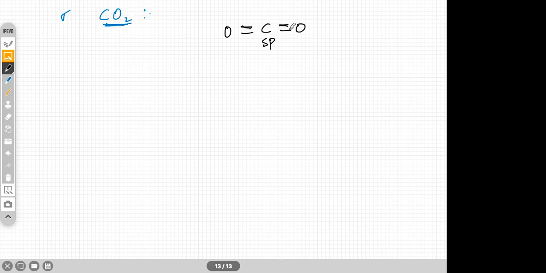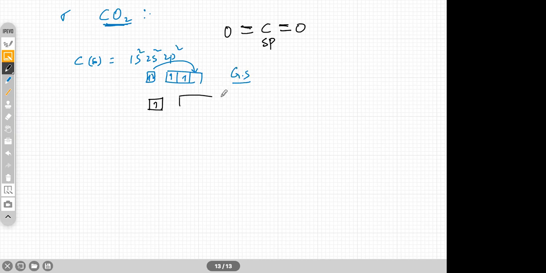Now you see, you have this information. Carbon has 6 electrons, so 1s2, 2s2, 2p2, in the 2s and 2p orbitals. This is the ground state configuration. In the excited state, 1 electron jumps over here and we get 2s1 and 2p.